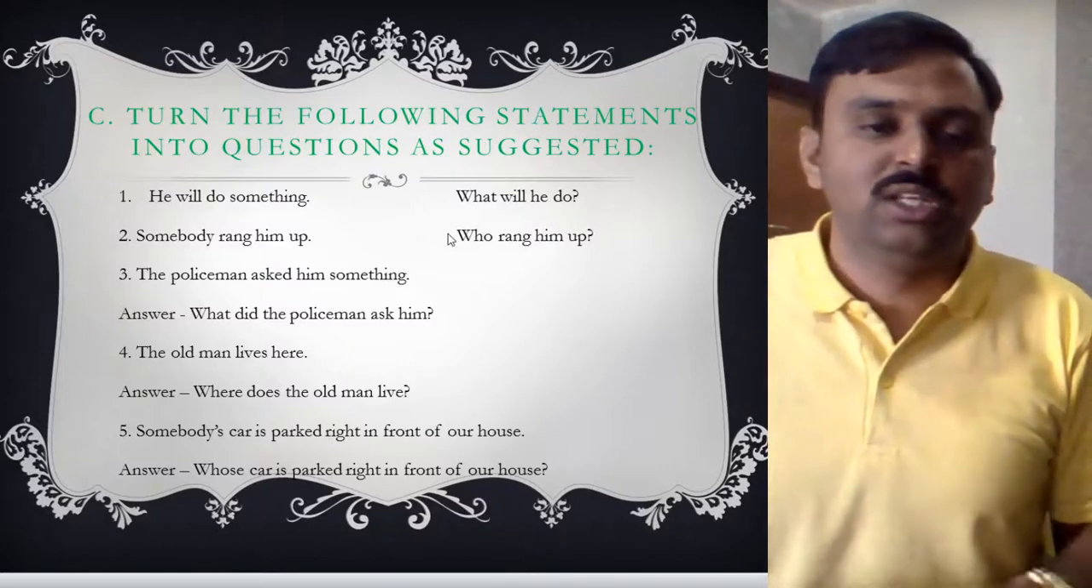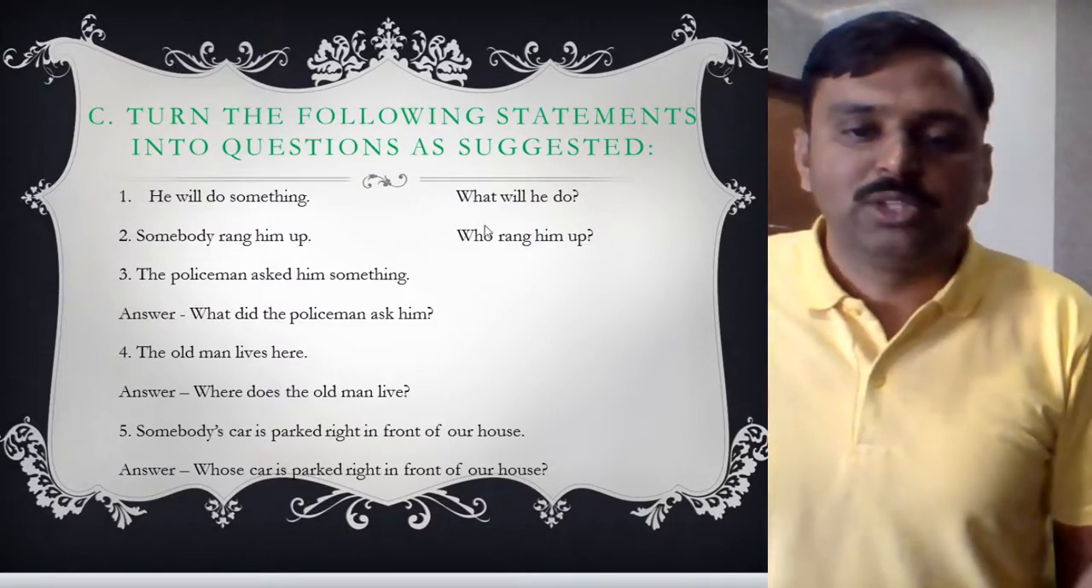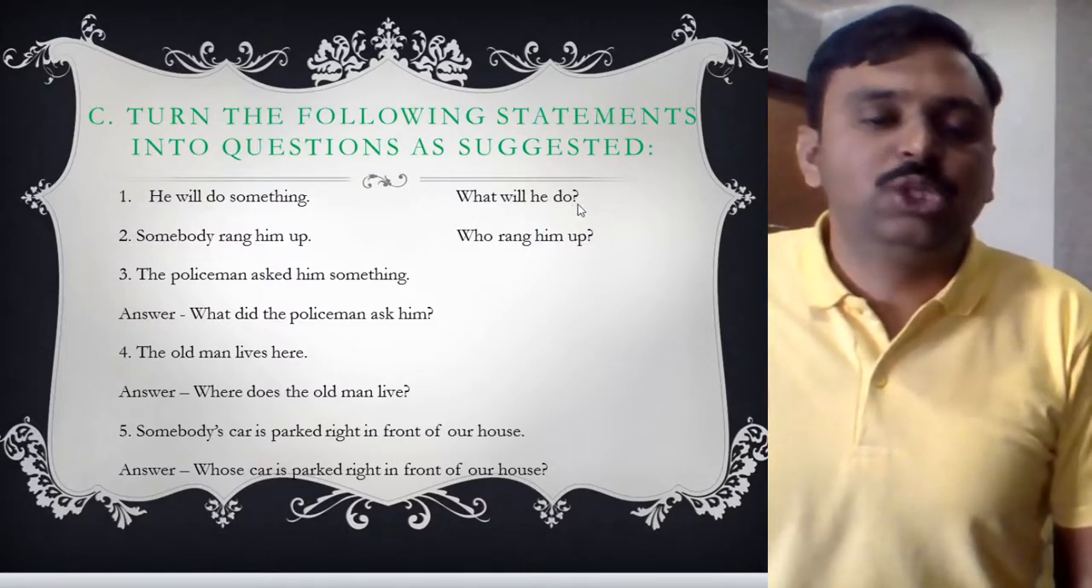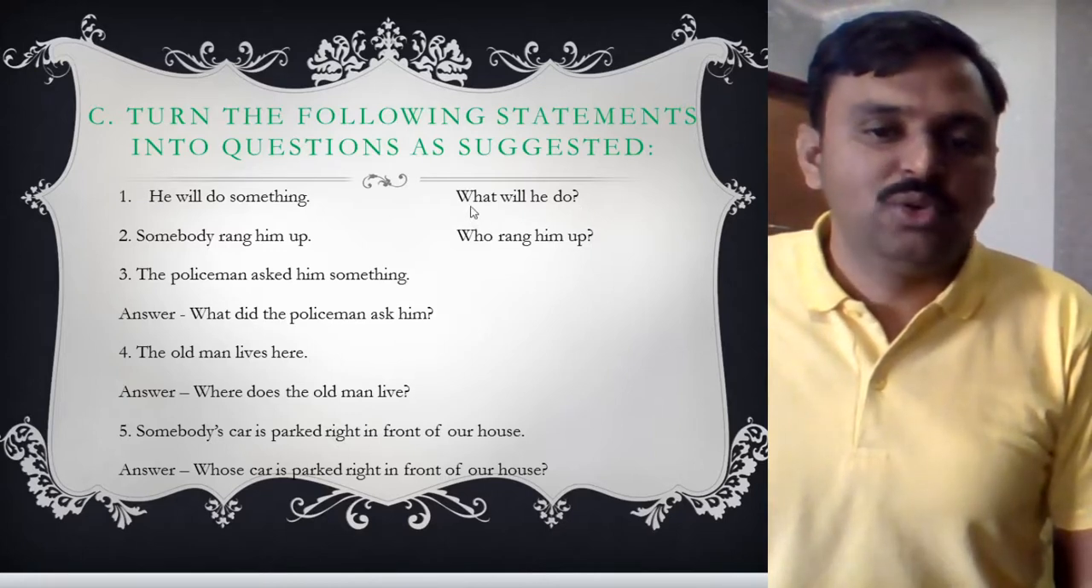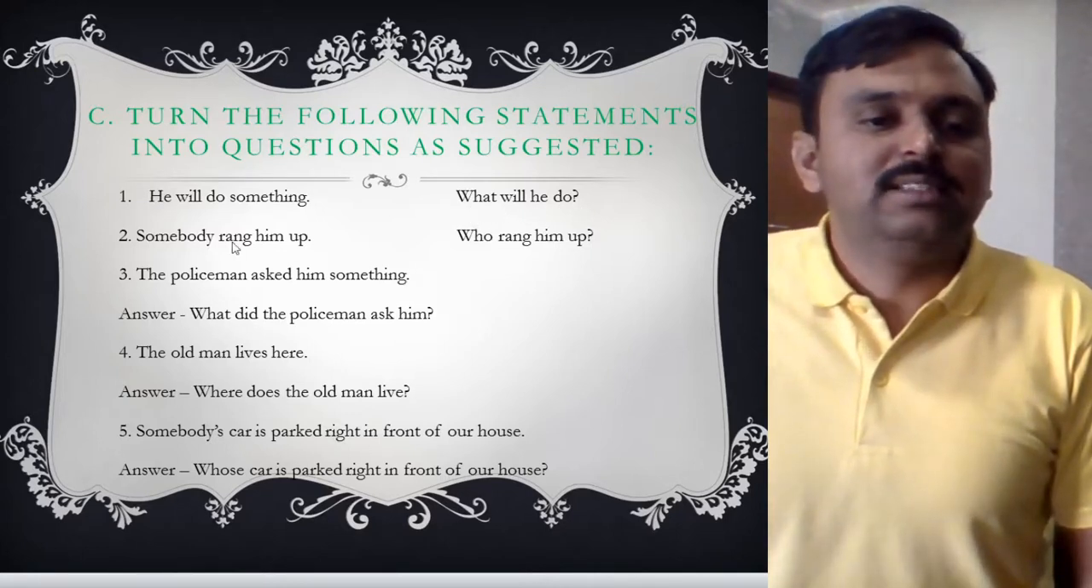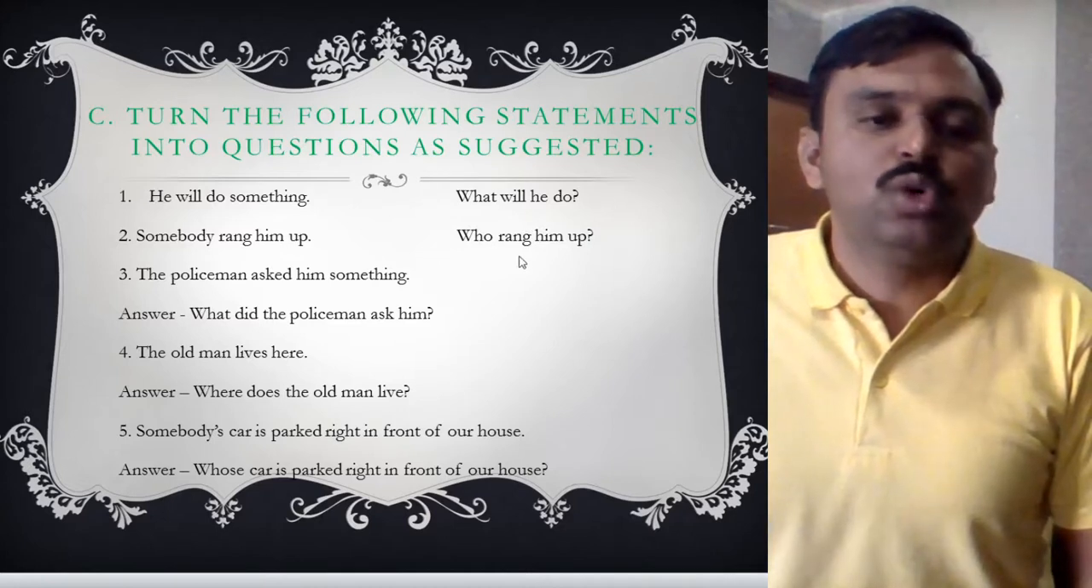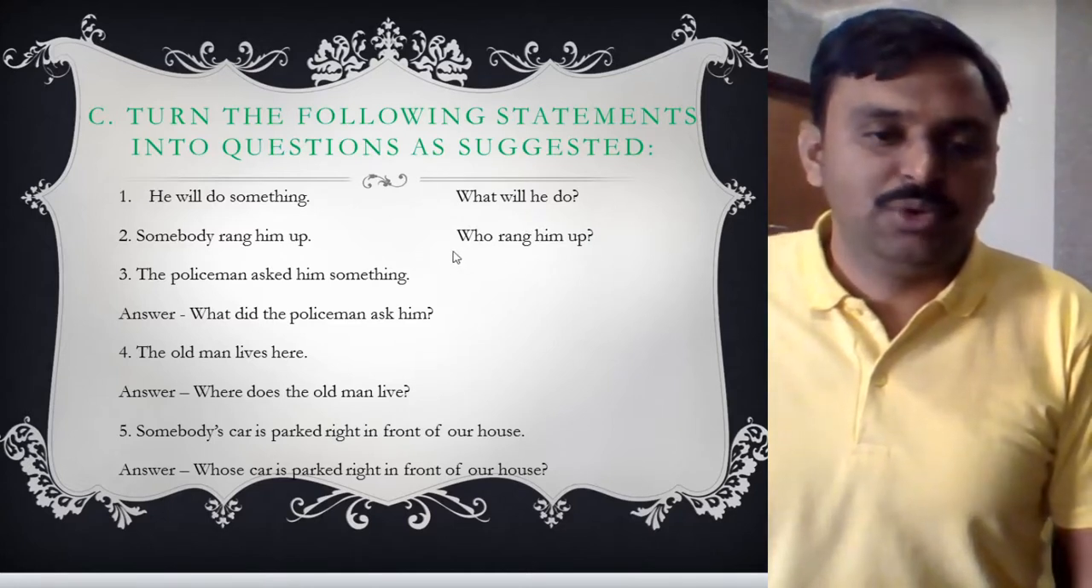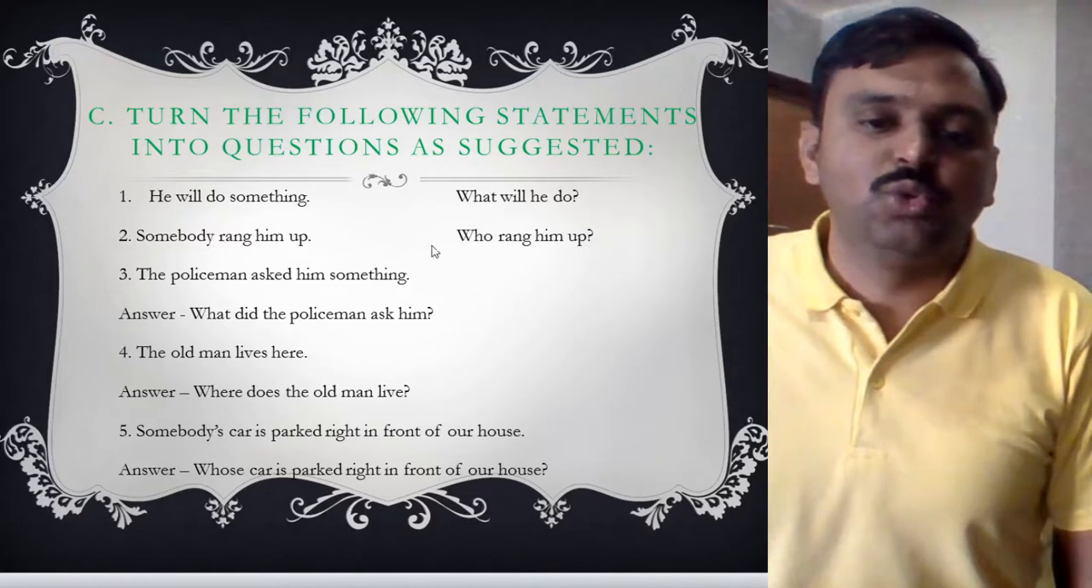So the first one, he will do something. So the answer will be what will he do? Okay, the answer will be what will he do? Then somebody rang him up. Who rang him up? We just have to use who in place of somebody. So who rang him up?